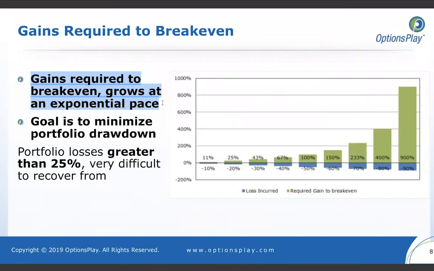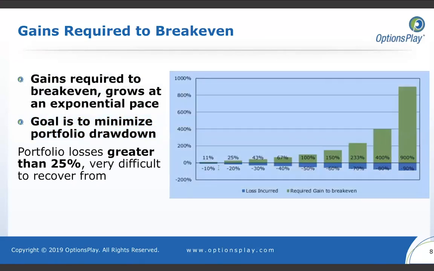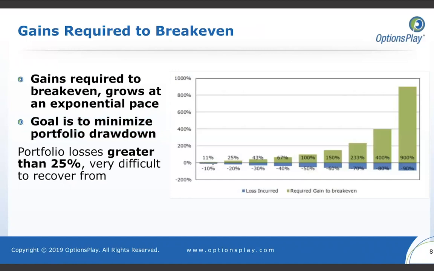Because once you learn this theory, it'll be really clear why you only want to risk small portions of your account. And the goal here is to simply minimize your portfolio drawdown because of this one specific concept. So what I have here is a chart, and the chart tells you on the bottom how much your losses are. On the top it tells you how much gain you need in order to get back to break even.